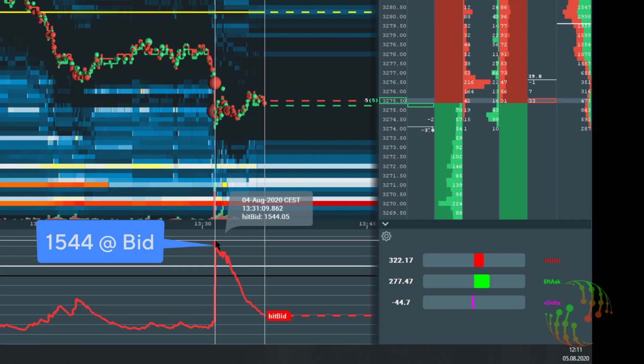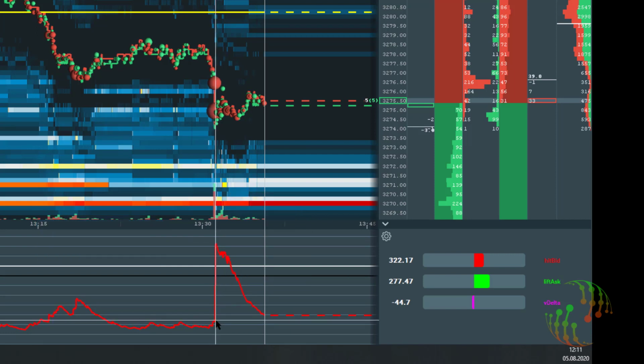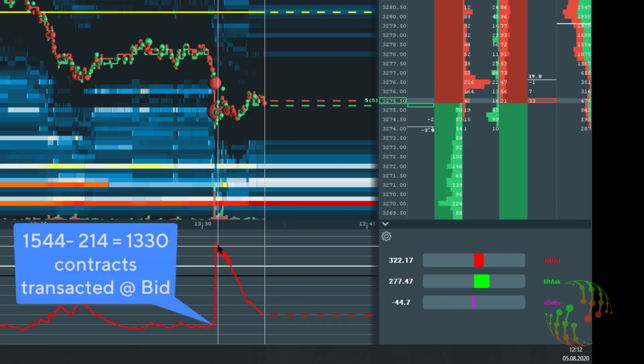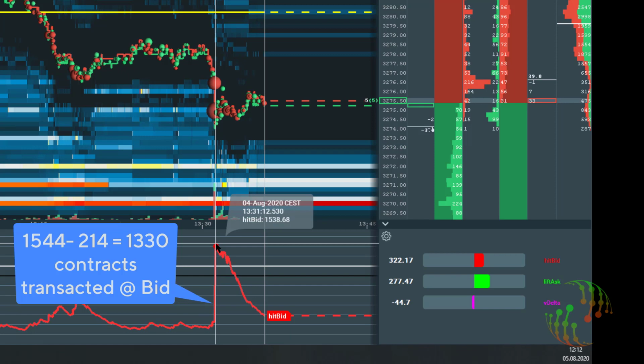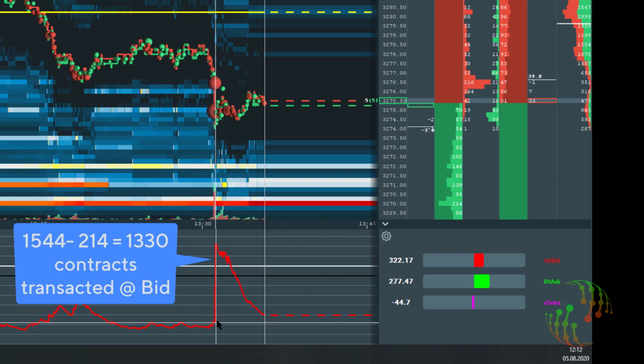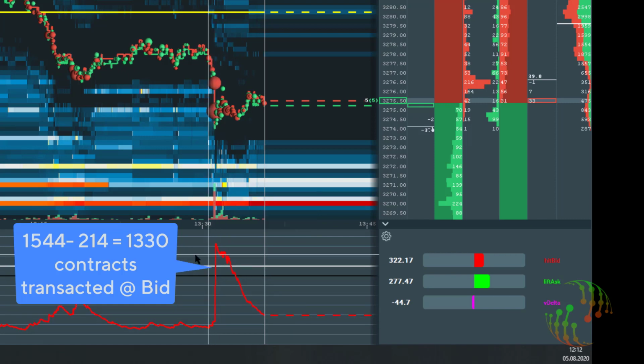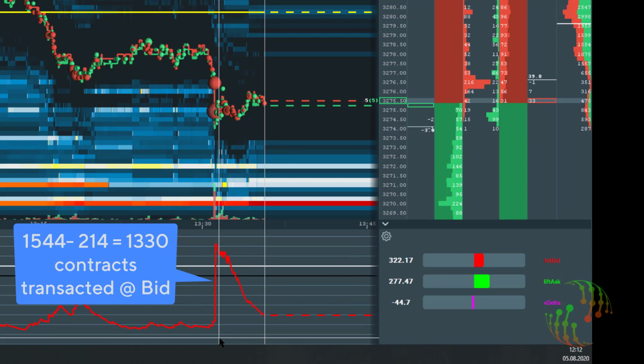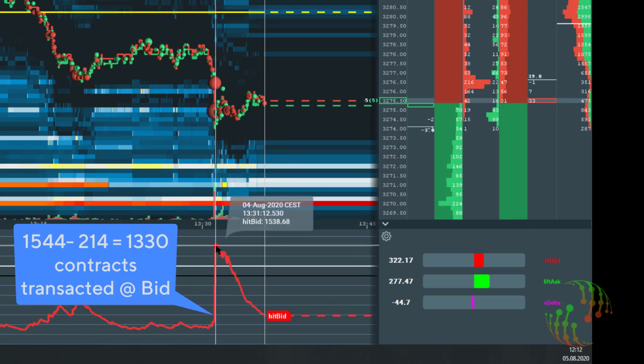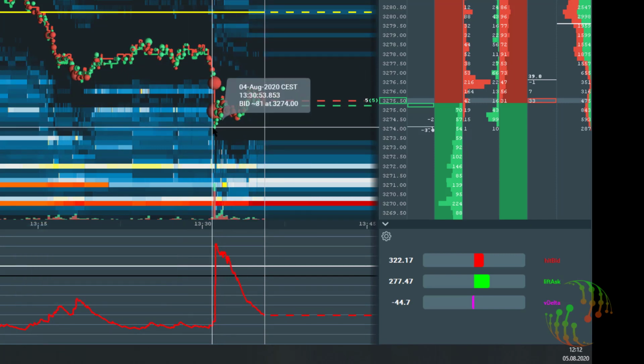1,544. What you can do now is subtract the number you read here, 240, from the number you catch at the top of this move, 1,544.38. It's not very exact, but it gives you roughly an idea. In this case, I have a difference of 1,330 contracts traded into the bid here.